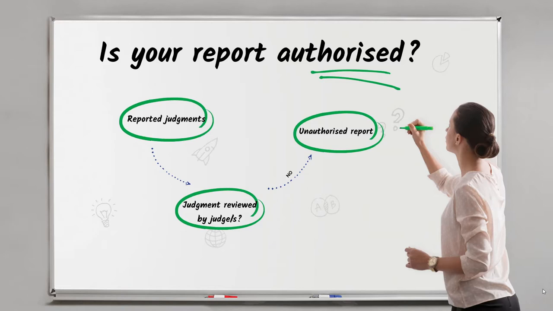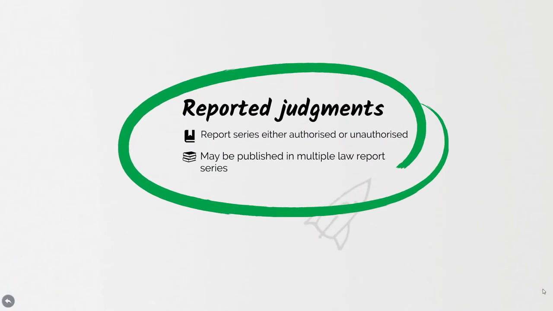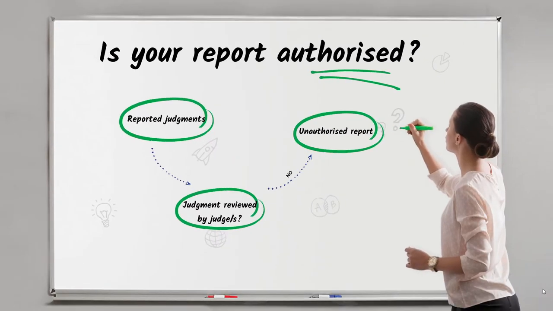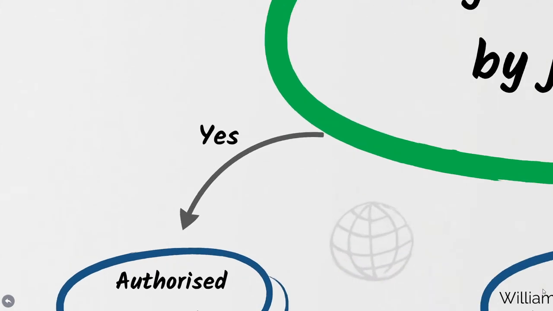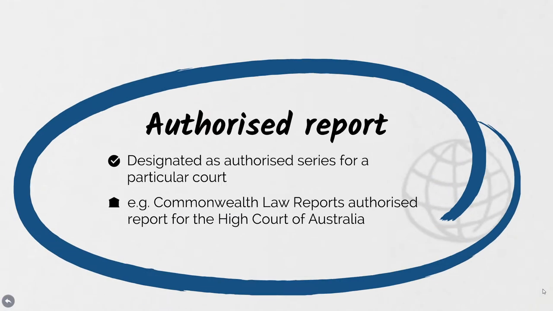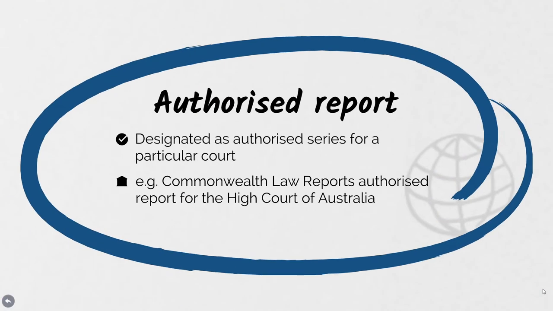This video explains the difference between authorised and unauthorised reports. Reported judgments can be either authorised or unauthorised. Judgments reported in an authorised series are reviewed by the judge or judges of the case before being published. Authorised reports are those designated as the authorised series for a particular court.